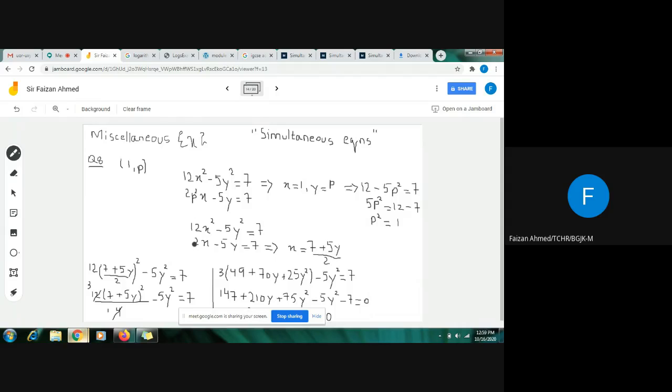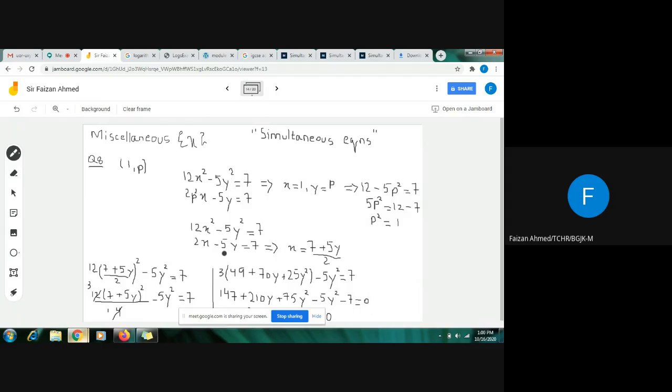So this equation will become 2x − 5y = 7. The first equation will be as it is, 12x² − 5y² = 7. Since p² is 1, 2 times 1 is 2, so it will become 2x − 5y = 7. So now I have a non-linear equation and a linear equation, and I have to solve these two equations to get the solution. So I will pick the linear equation and find the value of x from it. I will make x the subject.